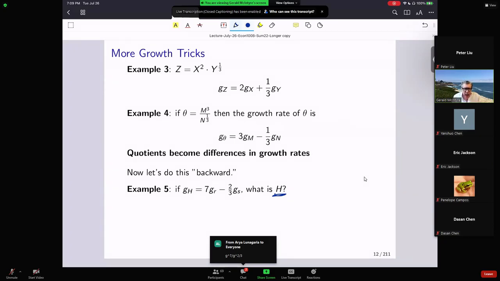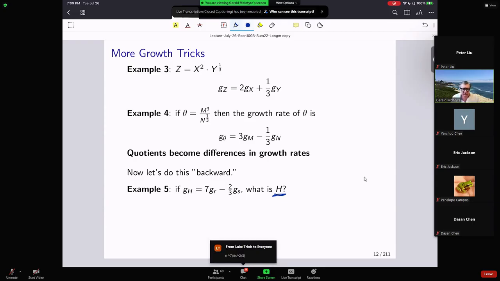We have an answer in chat. The answer in chat, careful for the G's there. You careful for the G's, Arya. Not quite. That's not quite right. Get the notation right. Yeah. That's right.